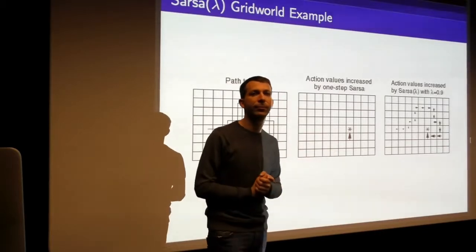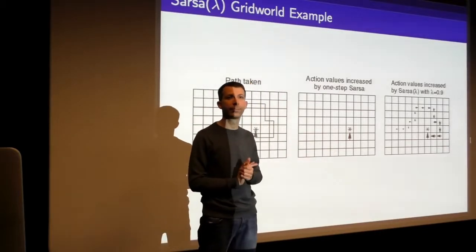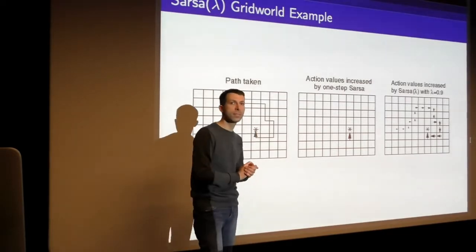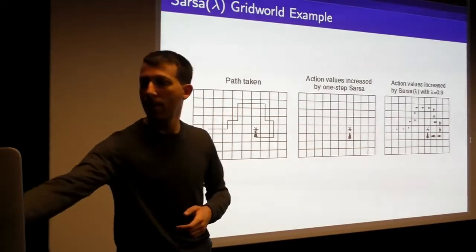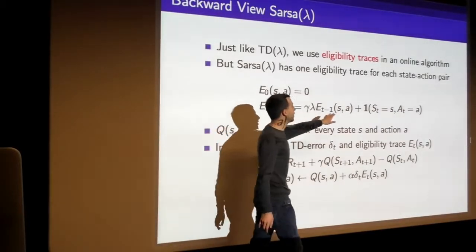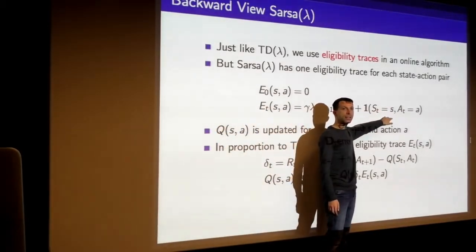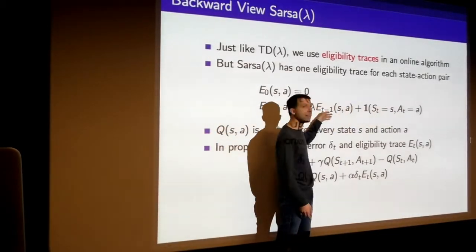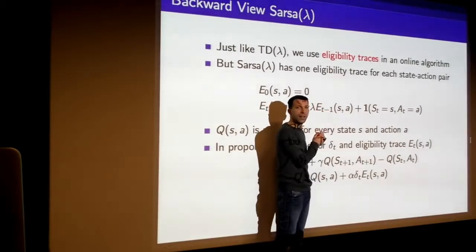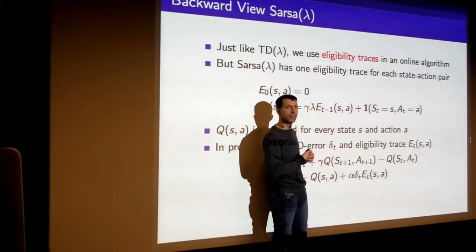You said that the eligibility traces would decay along the path. If we go back to the updates and the algorithm, the eligibility trace is incremented in all the states and actions you visit, but it's also decayed every time step. It's decayed by a factor of lambda, and also by your discount factor gamma.